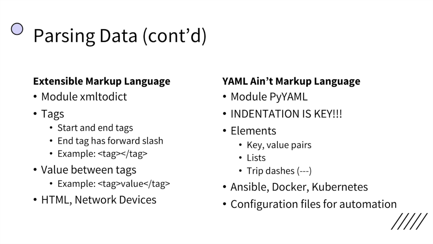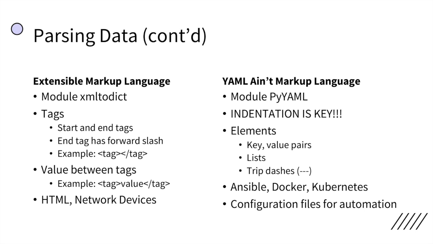And then we have extensible markup language, otherwise known as XML. The module to work with this in Python is called XML to dict, so you would just do an import XML to dict, and that allows you to convert XML data into a Python dictionary. They use tags. That's what XML is really all about, is start and end tags. So if you've ever looked at, let's say for example, an HTML page.